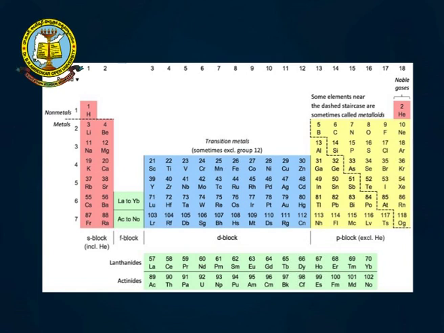In the periodic table we have divided the elements into 4 blocks: the S block, P block, D block and F block elements. On the left side of the periodic table we have the S block elements, on the right side the P block elements, and in the middle the D block and F block elements. The topic we are going to discuss today is taken from the S block elements.